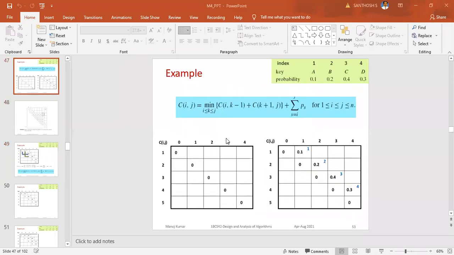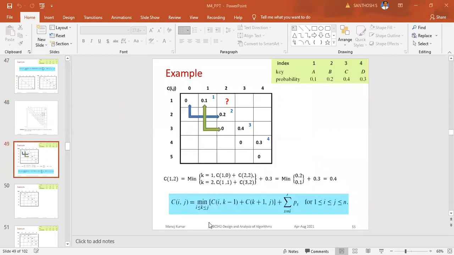So you should remember this formula, which is used here: C of I comma K minus 1 plus C of K plus 1 comma J. I value is 1, you put it here. So K minus 1 is 1 minus 1, 0, plus K plus 1 is 1 plus 1, 2. J value is 2. Then again K equals 2. So when K equals 2, it is 1 comma 2 minus 1, and 2 plus 1 is 3. So J value is 2.